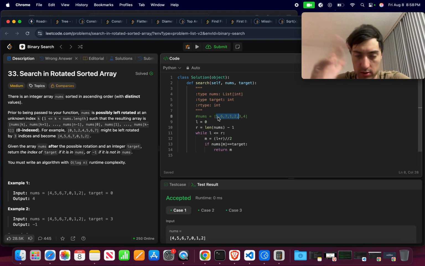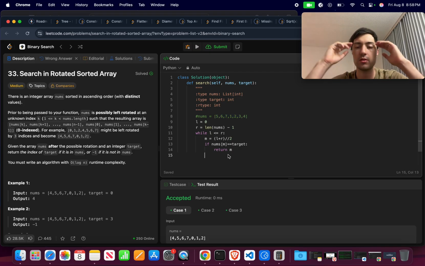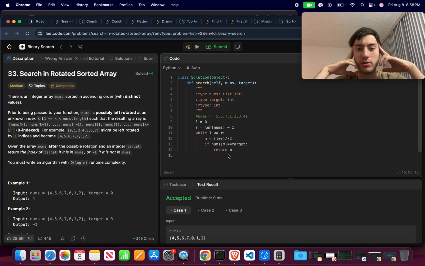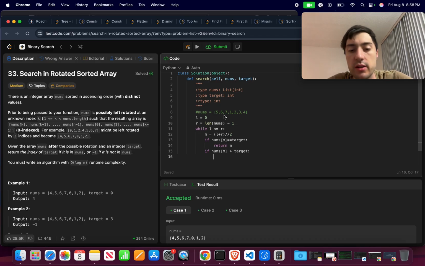So let's try to think about what we want. Let's say nums of m is greater than target. Okay, so in this case, nums of m, our midpoint, is too big. Our midpoint is too big. So what do we want to do in this situation?